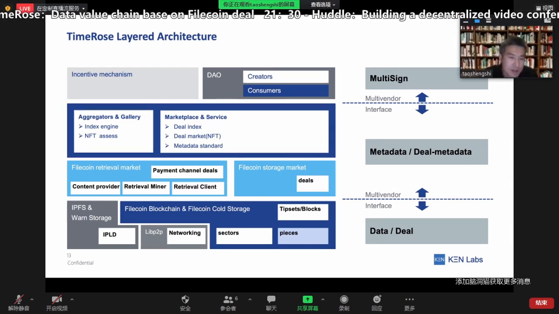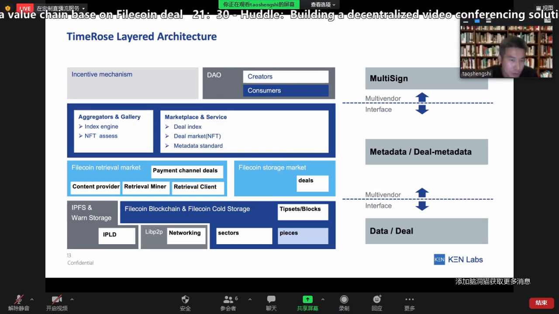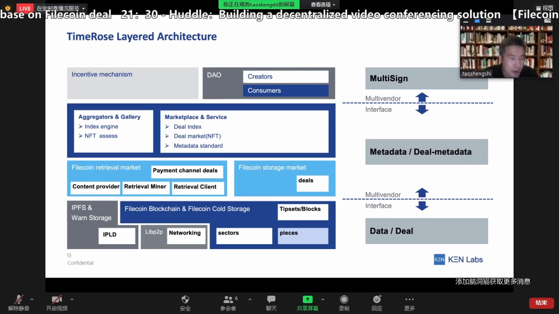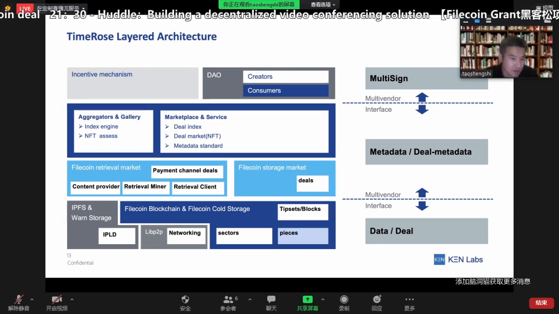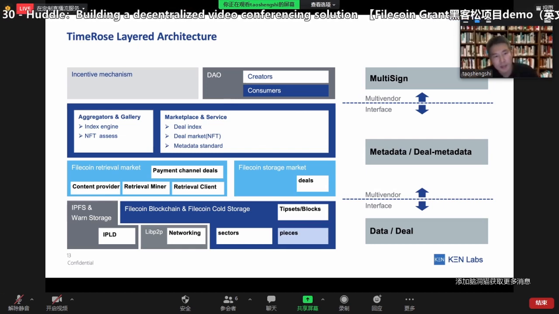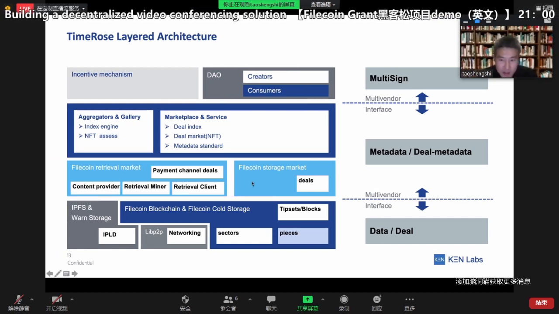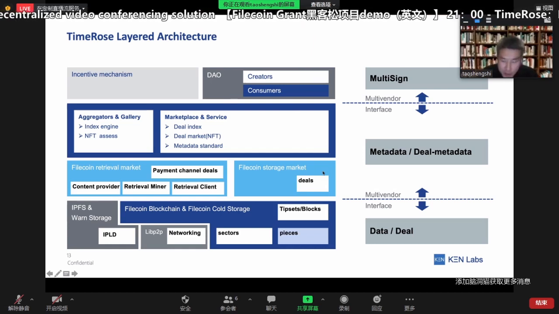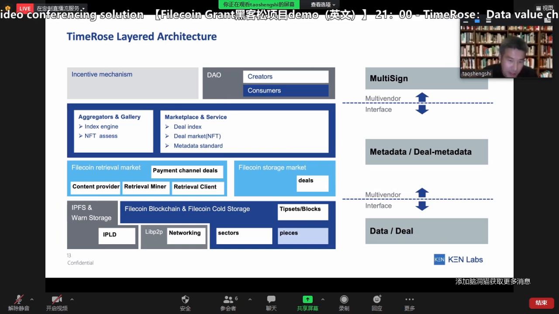We think that DAOs and other Web3 components will be the stakeholders of the aggregators and the stakeholders of the deals. That is the basic architecture of TimeRose. So deals and metadata: metadata is very important in this layered architecture.